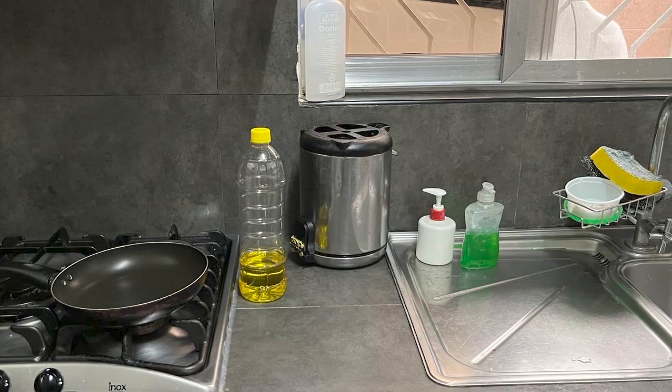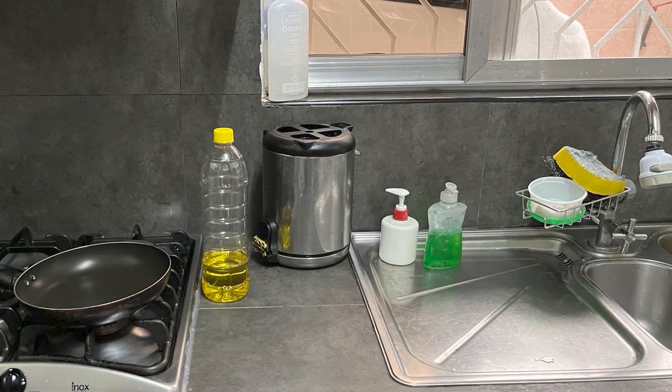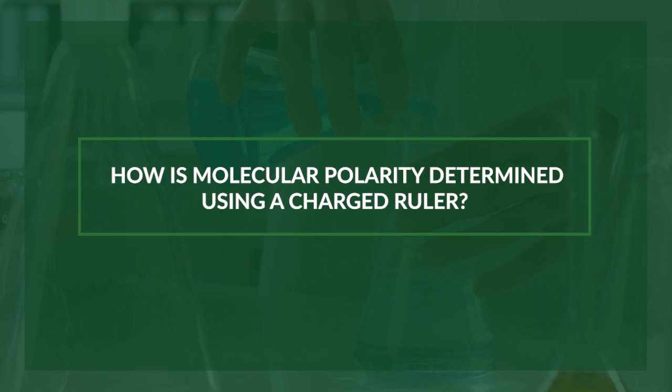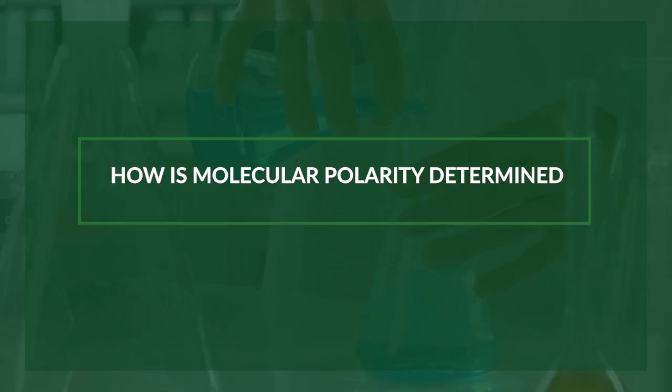I'm going to present to you how to perform the activity using materials commonly found around you, even in your home. Through this activity, you will be able to answer the main question: how is molecular polarity determined using a charged ruler? First, we need to prepare the materials that you need for the activity.